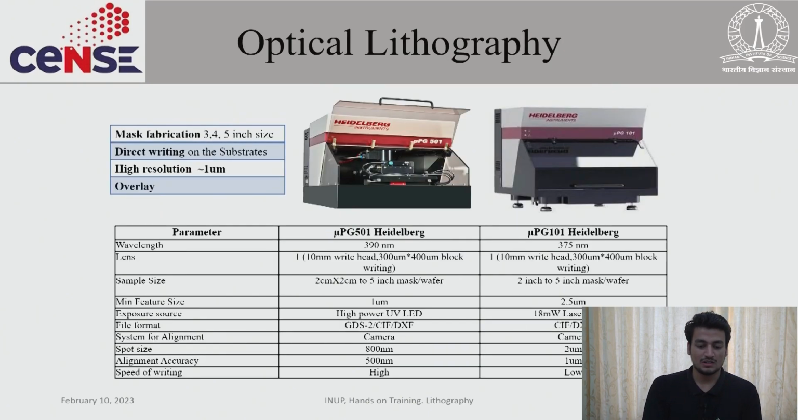Now for optical lithography, we have two direct writer tools, both from Heidelberg. One is the 501 and one is the 101 tool. We can write over a photo mask by using these mask writers. The MUPG 501 has a 390 nanometer wavelength, and the MUPG 101 has a 375 nanometer wavelength.